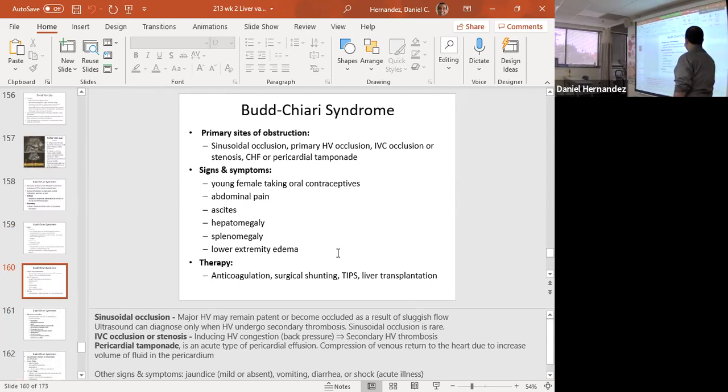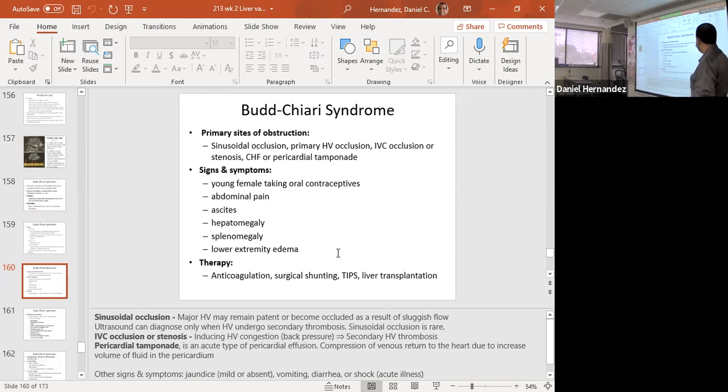So primary sites of obstruction for Budd-Chiari syndrome, we have sinusoidal occlusion at the level of the sinusoids, primary hepatic vein occlusion, also IVC occlusion or stenosis. It can also potentially be caused by congestive heart failure or pericardial tamponade.